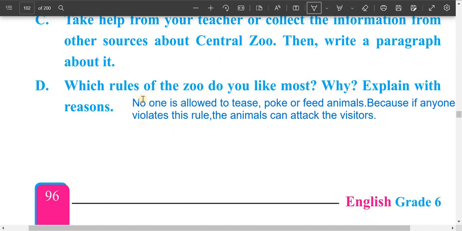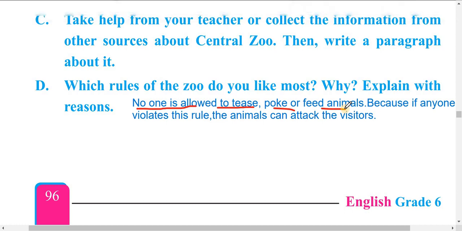There are many rules. I like this one. No one is allowed to tease, poke or feed animals. Visitors are not allowed to tease, poke or feed animals. I like this rule because if anyone violates it, if anyone teases or pokes or feeds an animal, what happens? The animals can attack the visitors, or the animal can also become ill if we feed them whatever we like. So these are dangers for both visitors and animals.